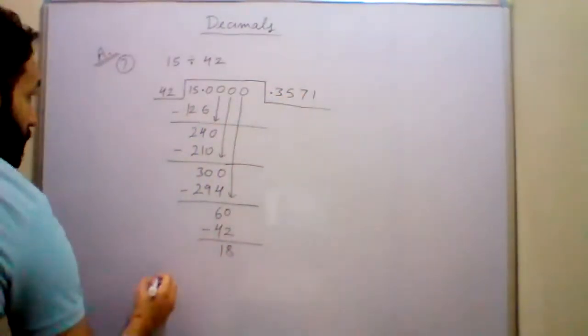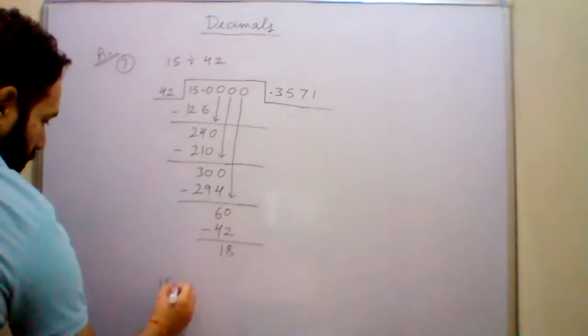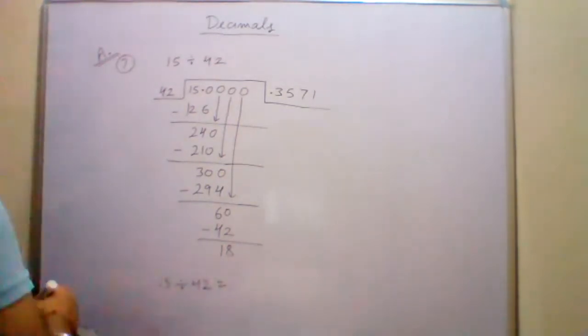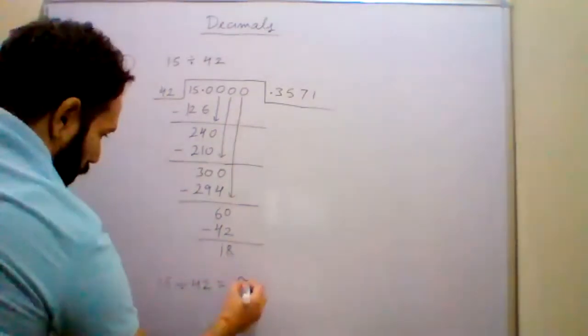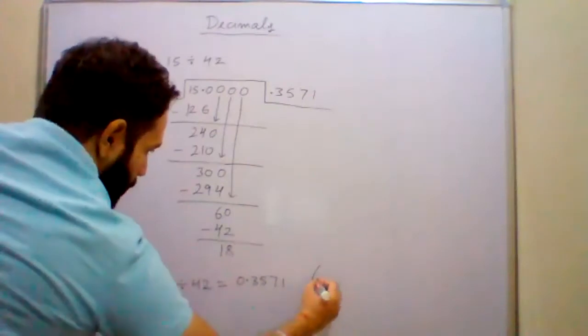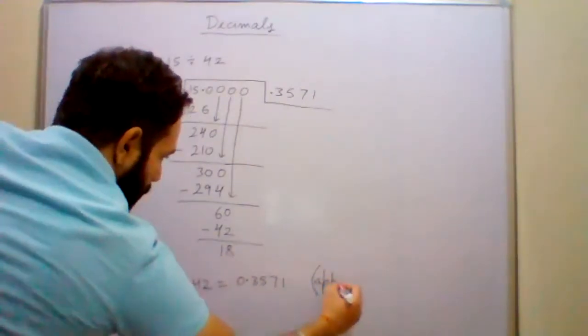So how will you write this? 15 divided by 42 is equal to 0.3571, and in the bracket you write approx. What is the meaning of approx?